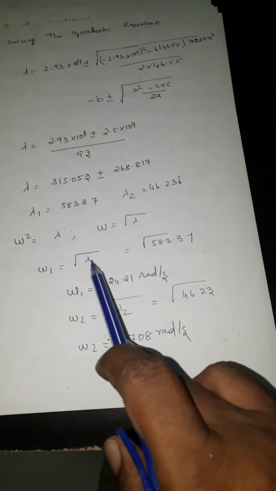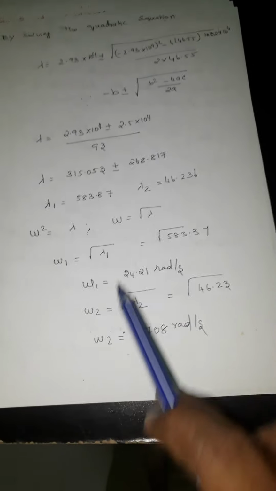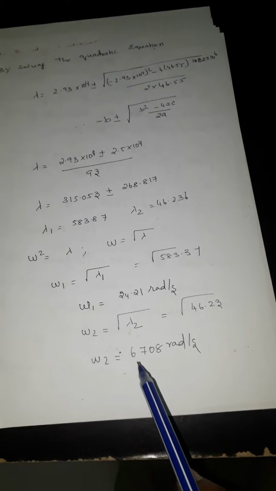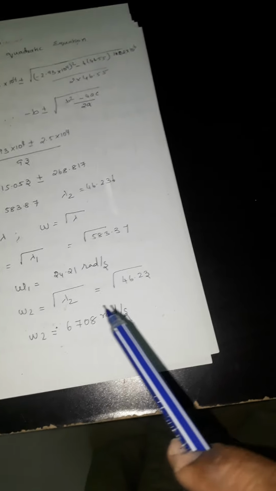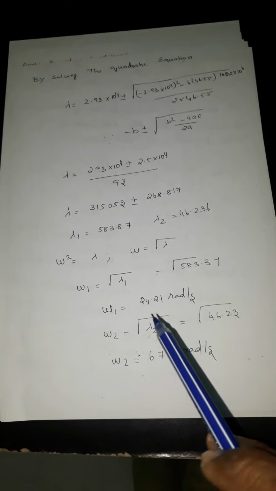So omega 1 is equal to root of lambda 1. Lambda 1 value is what? This one. Lambda 2 value, again similarly. Lambda 2 value is what? This one. So the root of this will be this one. So this is 6.708 radian per second. This is 24.21 radian per second.